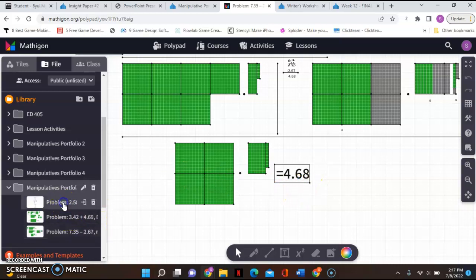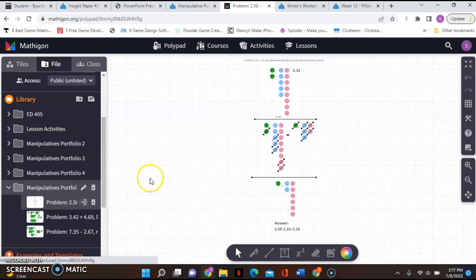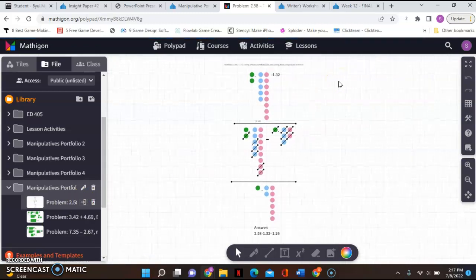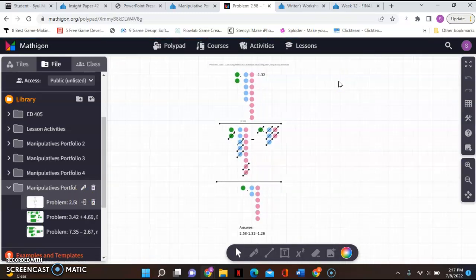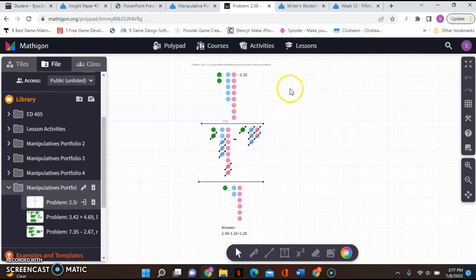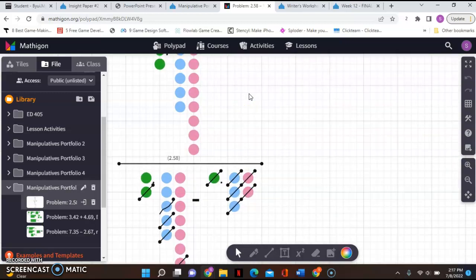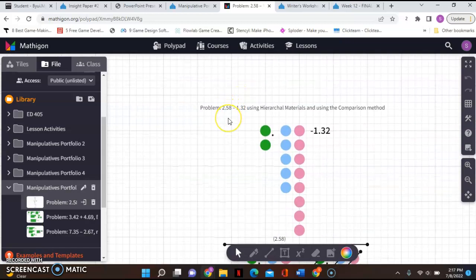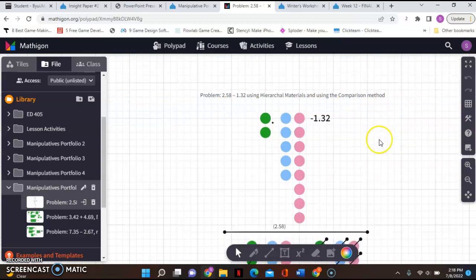Now moving on to the final problem with hierarchical materials. Here we have the starting problem. If I can zoom in. There we go. All right, so we had to do the problem 2.58 minus 1.32 using hierarchical materials and using the comparison method. So here we have the original equation first starting off in hierarchical materials.